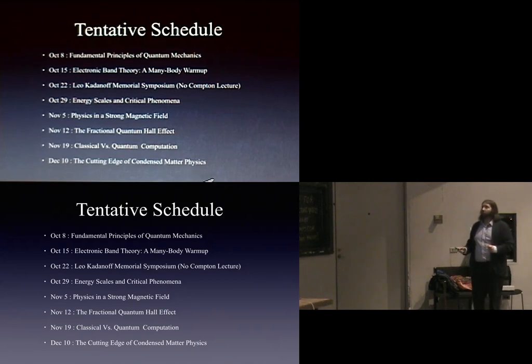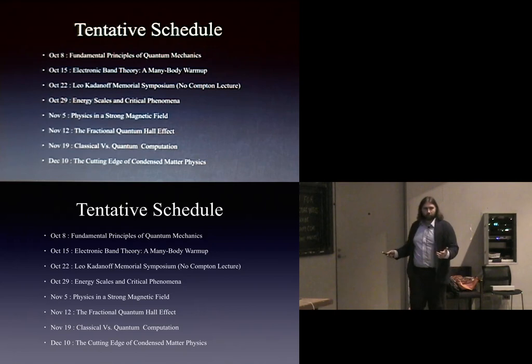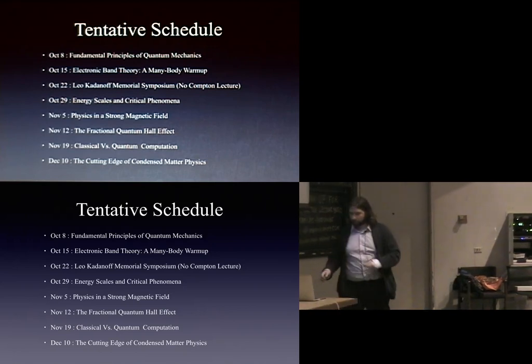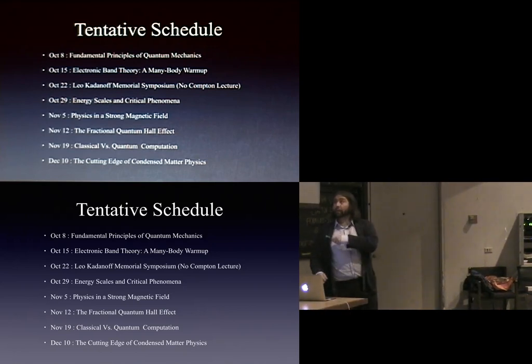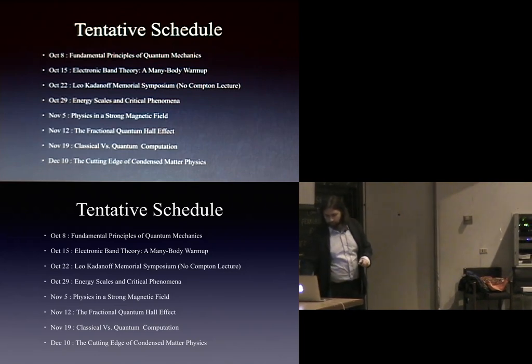And then the final week, I'm going to try to give a broad overview of not just quantum Hall physics, because that's one of my specialties, but on a more broad scale, what is the broader view of the cutting edge of solid state theoretical physics, what people are working on. So with that outline, if you'd like a copy of this, the handout this week is just a copy of this schedule. Thank you.